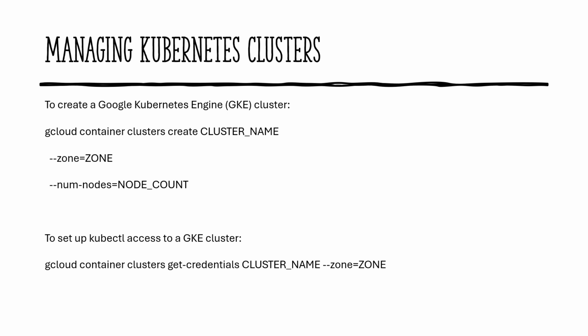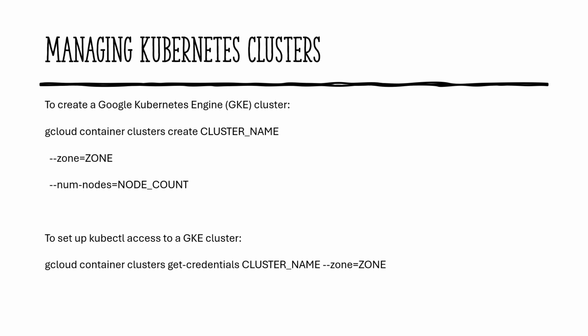Viewing Kubernetes configuration. kubectl config view displays the current kubectl settings, showing clusters, contexts, and user configurations. kubectl config current-context shows the current context that kubectl is using. Working with contexts. List all contexts. kubectl config get-contexts lists all the contexts available in the kubectl config.